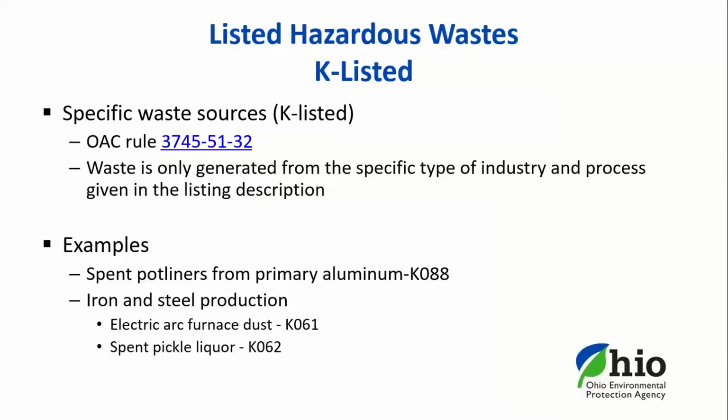The next list is the K list, which is industry specific. So common examples include spent pot liners from primary aluminum reduction, as well as emission control dust and sludges from steel production.